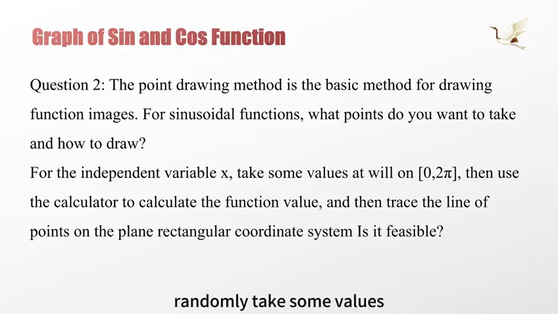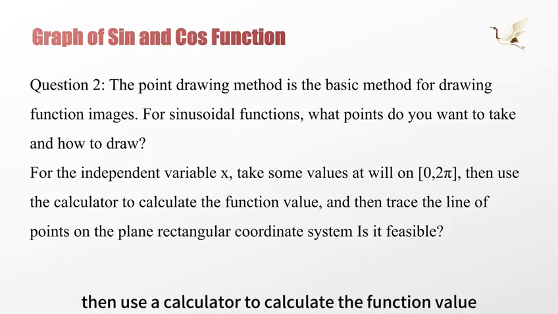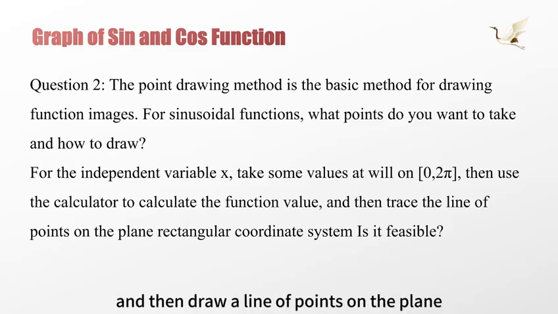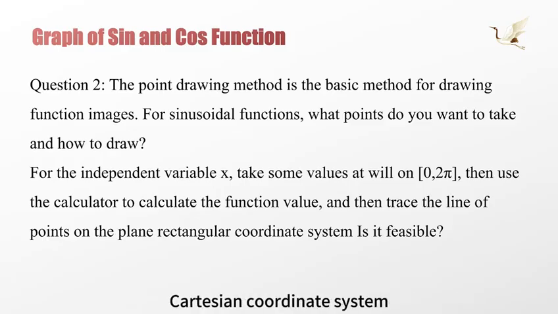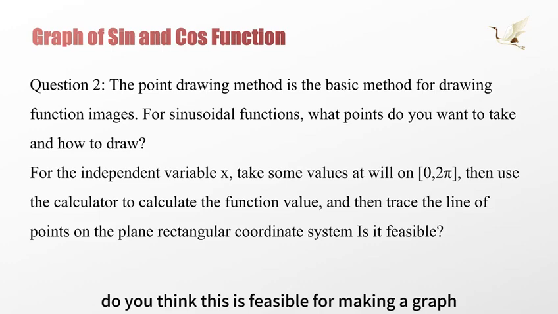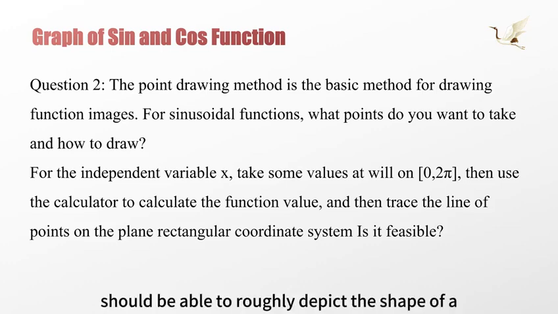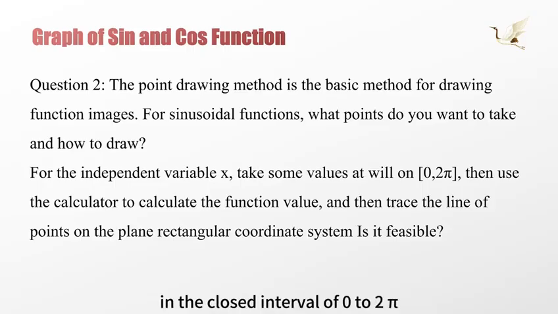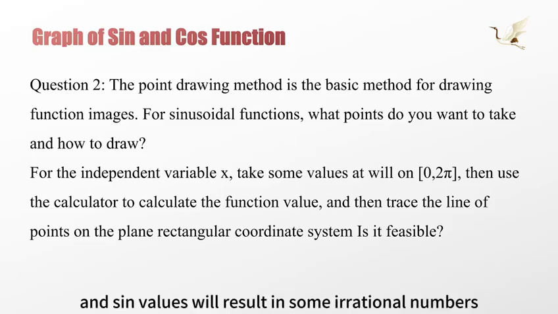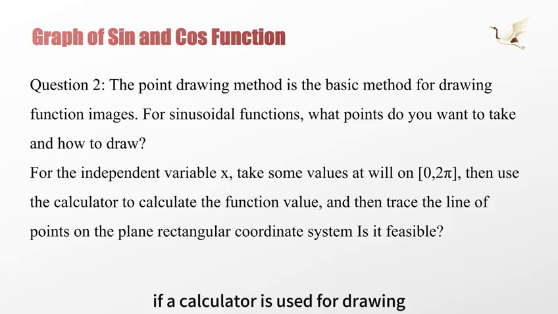Some students say that they can randomly take some values for the independent variable on the closed interval [0, 2π], then use a calculator to calculate the function value, and then draw the points on the plane Cartesian coordinate system. Do you think this is feasible for making a graph? This diagram should be able to roughly depict the shape of a sine function in the closed interval [0, 2π]. However, for sine functions, both radians and sine values will result in some irrational numbers. If a calculator is used for drawing, it is clearly not precise enough and does not utilize the definition of trigonometric functions. So, can you find a more accurate method that utilizes the definition of trigonometric functions?